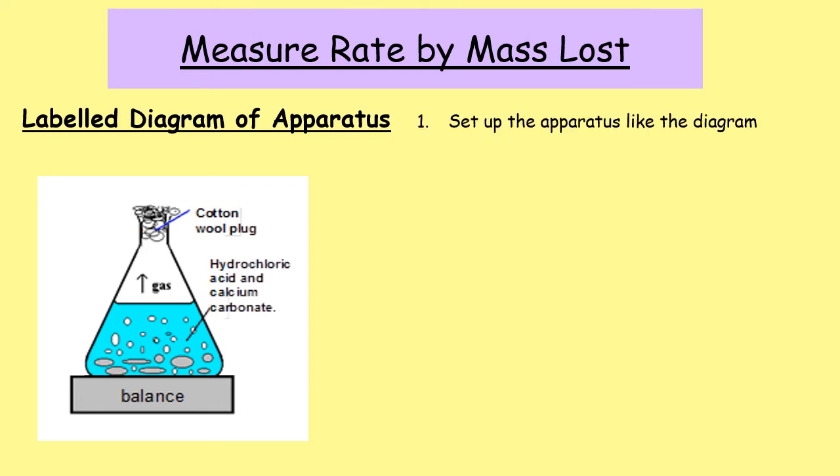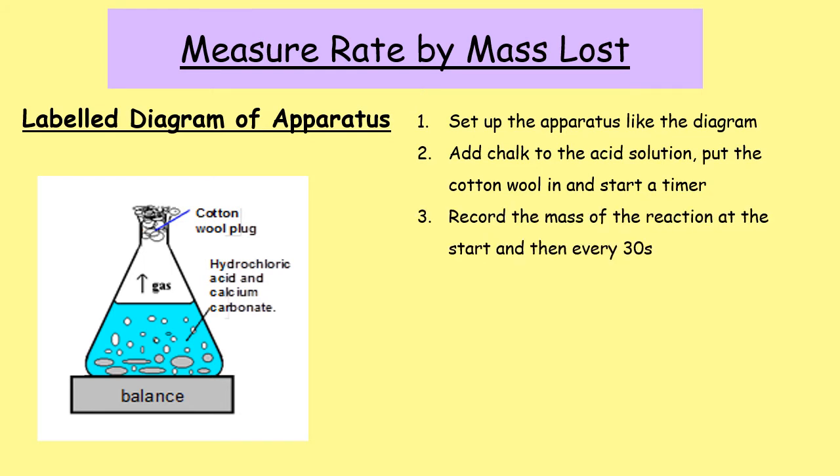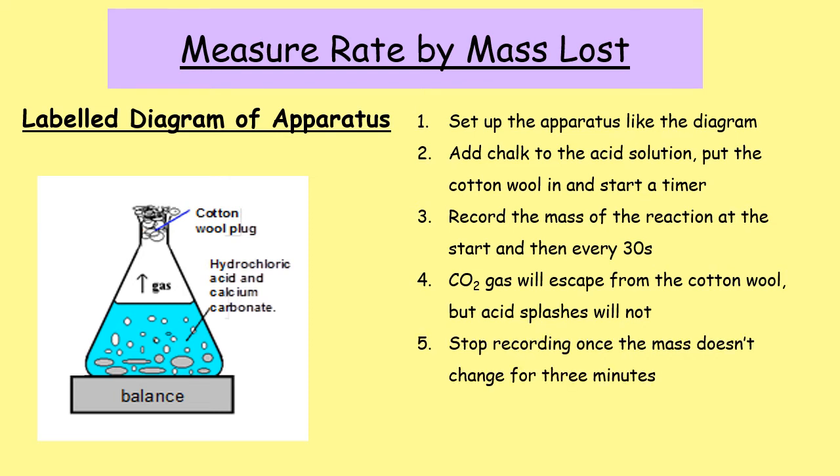So you set up your apparatus like the diagram. You add chalk to the acid and put cotton wool in the top and start a timer. You record the mass at the start and then record the mass every 30 seconds, and you put that in a table. The carbon dioxide gas will escape through the cotton wool, but as I said, no acid splashes can get through the cotton wool.